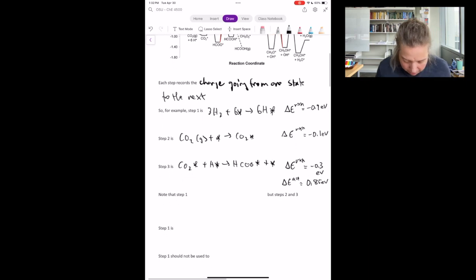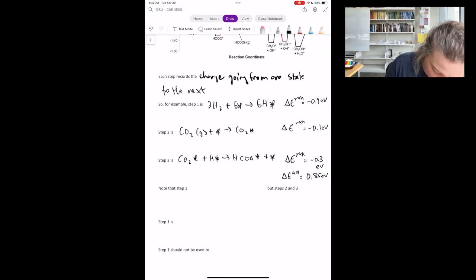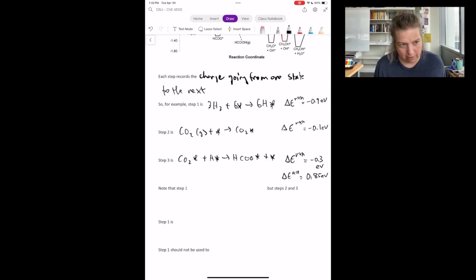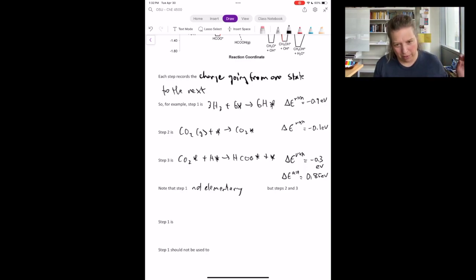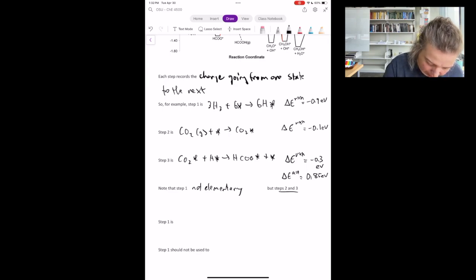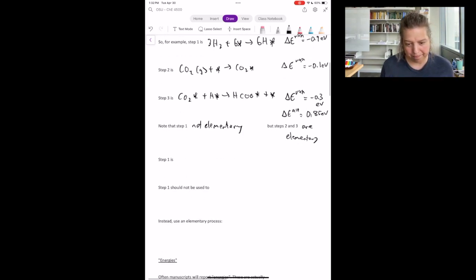All right, so going back and looking at these steps, we wrote step 1, for example, as 3 hydrogen molecules dissociating to 6 hydrogen atoms. Note that this step is not elementary. For a step to be elementary, it would have to be able to happen in one process. 3 hydrogen molecules adsorbing at the exact same time and all dissociating at the exact same time, that's nearly impossible. That is not an elementary process. However, steps 2 and 3 are elementary. Those can happen as single molecular steps.